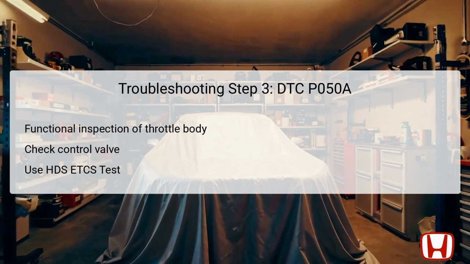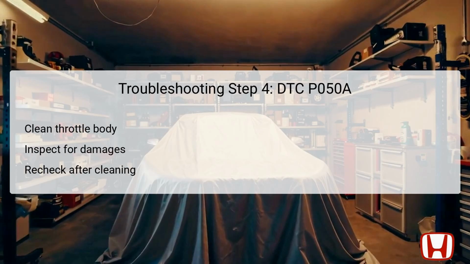A malfunction in this valve could lead to incorrect airflow readings, triggering the P050A code. Thus, ensuring proper functionality at this stage is vital. If any abnormalities are detected, this points toward a potential issue with the throttle body that requires further inspection or replacement. Accurate measurement and testing are crucial for effective troubleshooting.